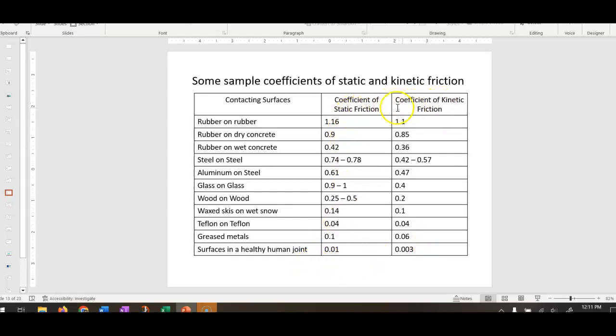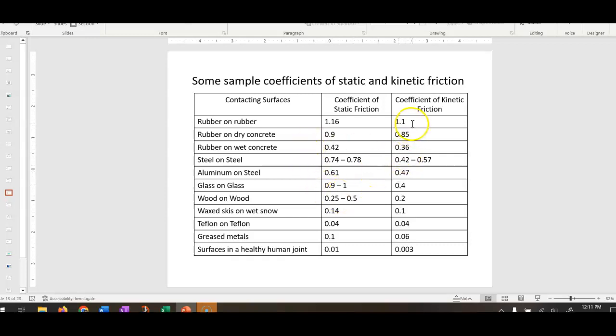First of all, notice that there are no units of measure given on the coefficients of friction. That's because these coefficients are a dimensionless quantity. They represent the ratio of the friction force to the normal force, and so there are no units on these.